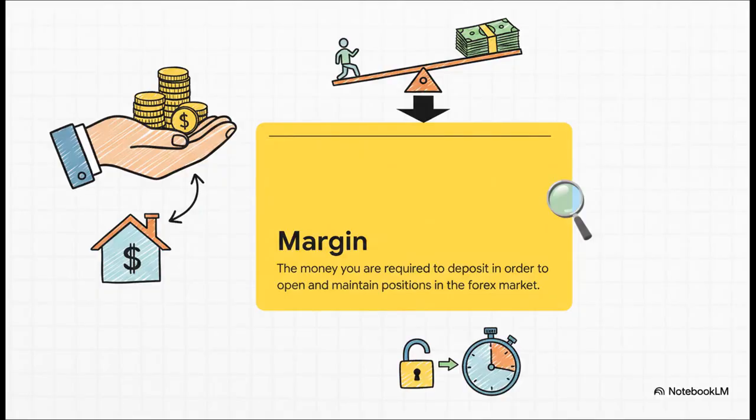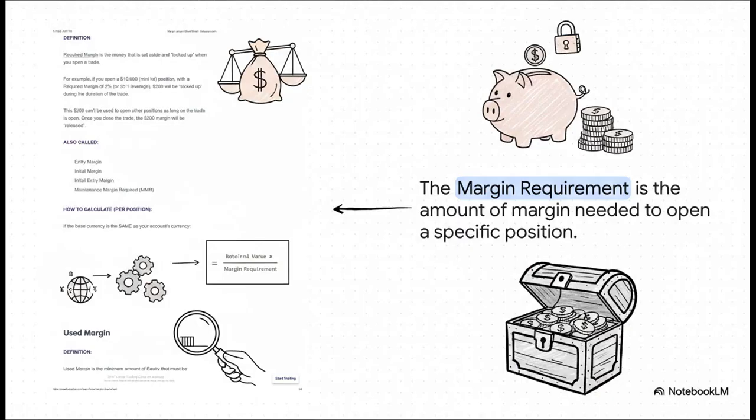Next, we have margin. Now, if leverage is like getting a loan to trade bigger, then margin is your down payment. It's your good faith deposit, the collateral you have to put up to get access to that leverage. It's the bit of your own money the broker holds on to. And that brings us right back to our opening question. To trade that $10,000 position, the broker might have, say, a 2% margin requirement. Well, 2% of $10,000 is $200. That is the required margin you need to put up to open that specific trade.